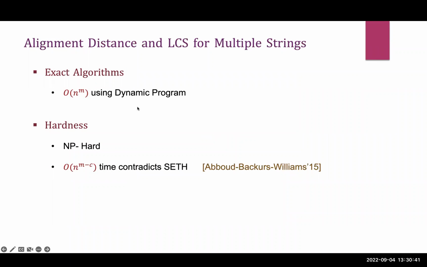There is a classic dynamic programming algorithm that computes the exact value of alignment distance, and thus LCS, in time n to the power m. If m is large, say polynomial in n, then this running time becomes exponential. Moreover, as this problem has been shown to be NP-hard, there cannot exist any efficient algorithm.